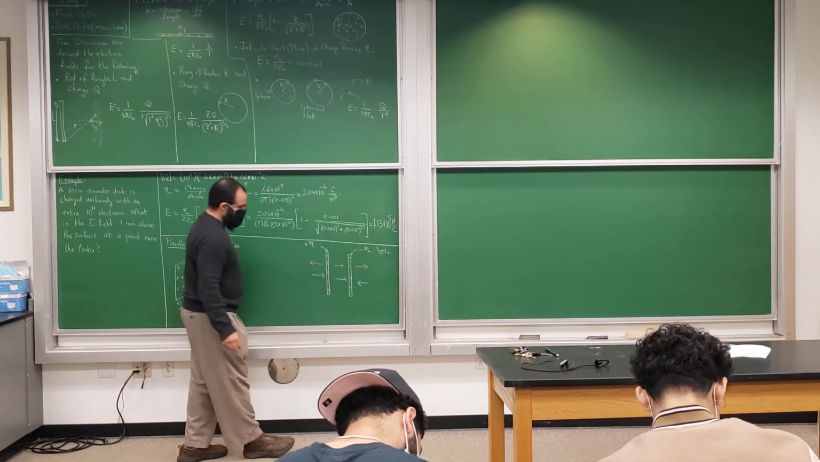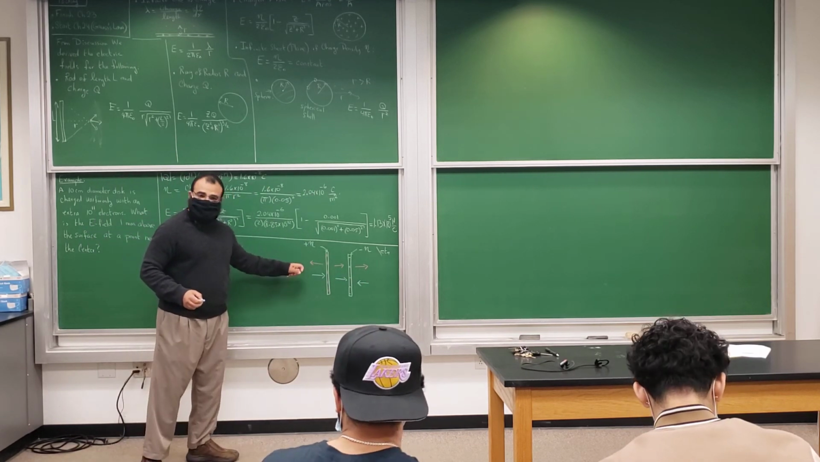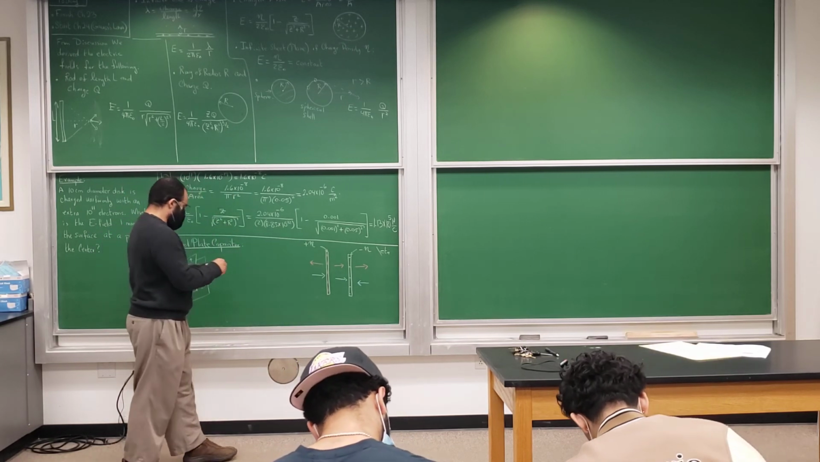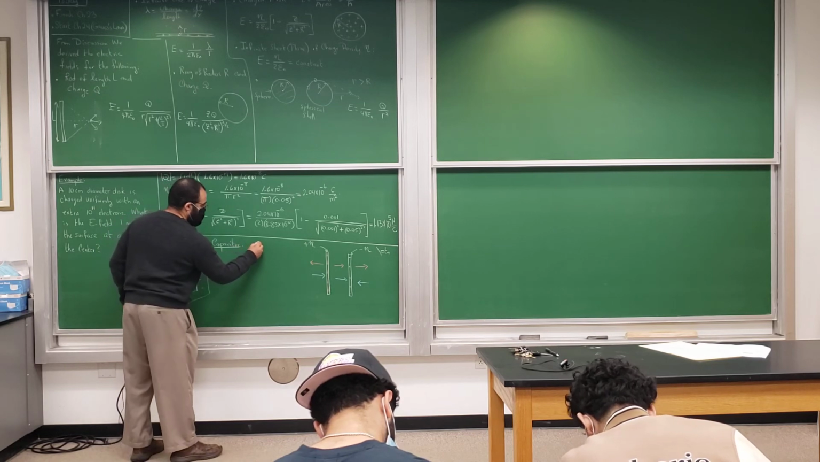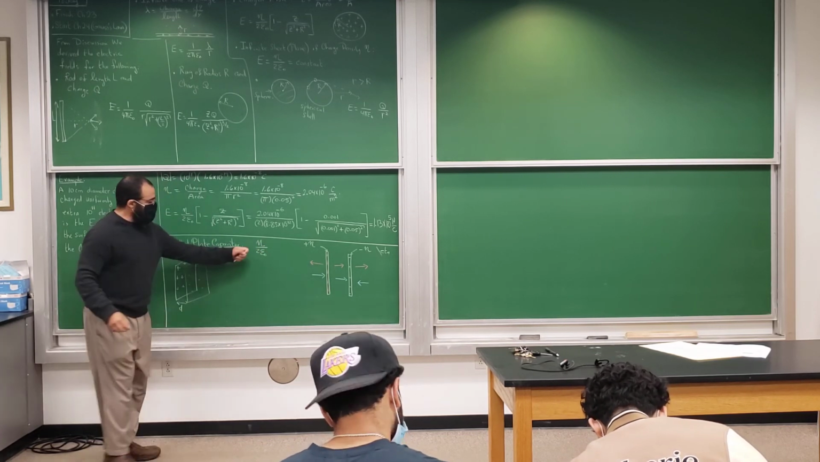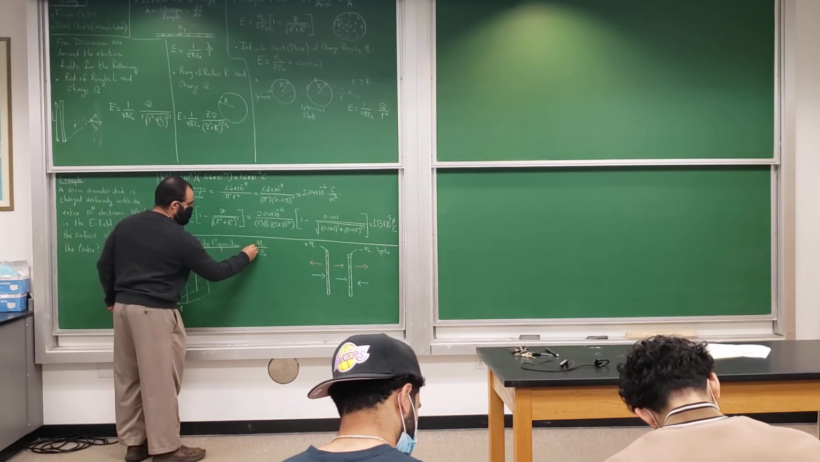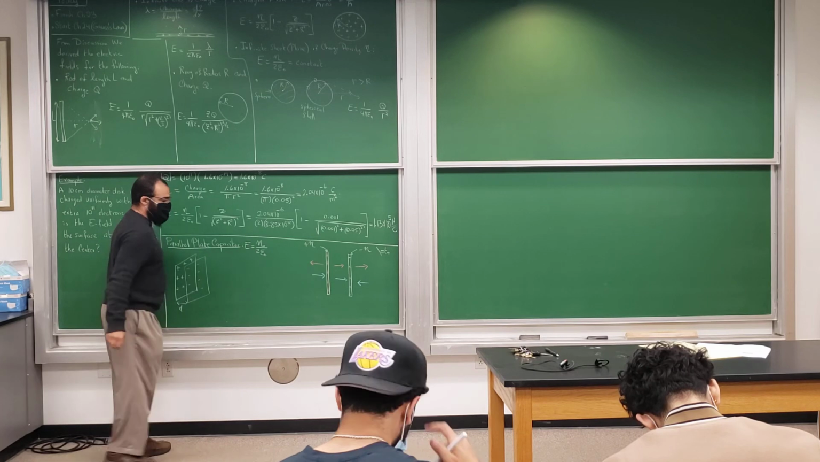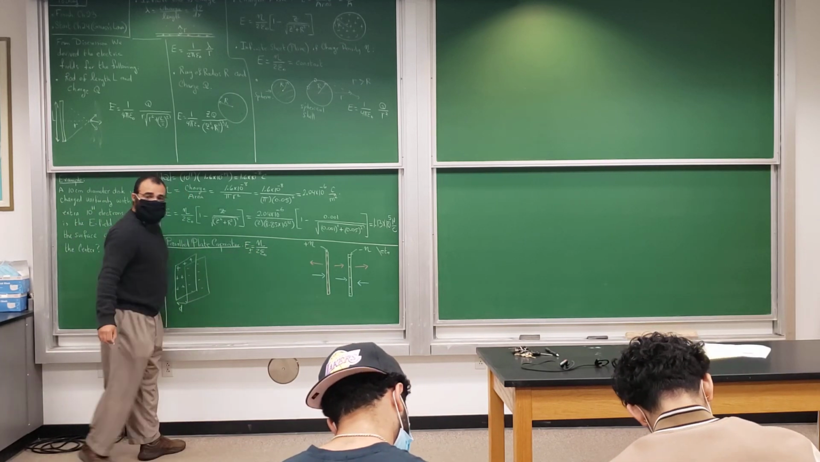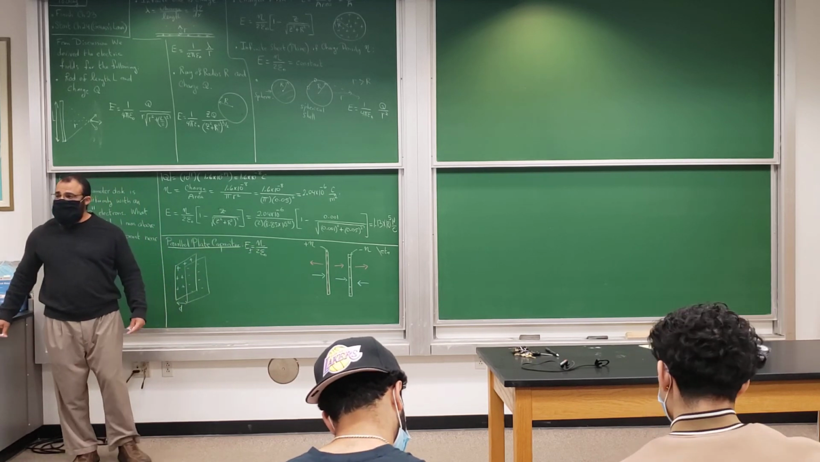Now, each of these arrows has a magnitude of eta over 2 epsilon naught. Where did I get this formula from? For the electric field of an infinite sheet of charge. So this is the electric field due to the plus charge or the minus charge, either one. That's the magnitude of the electric field.